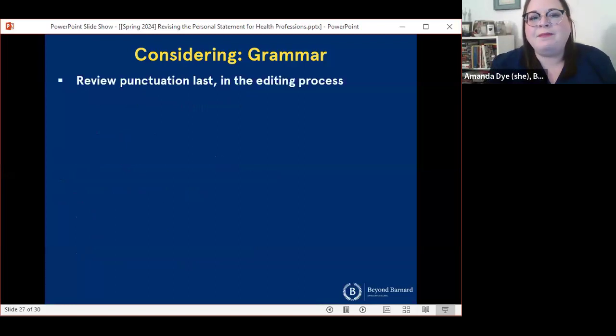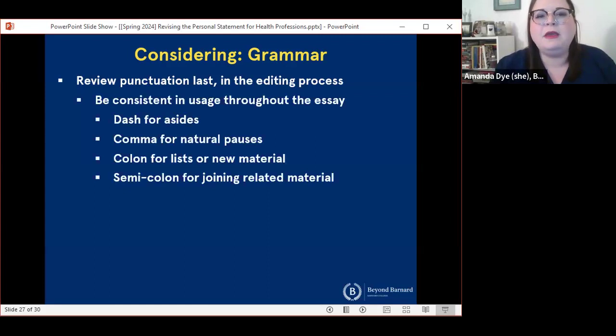I always encourage folks to review things like punctuation last in the editing process. So you should be very happy with the words themselves before you do a final pass through to make sure that your punctuation is as correct as it can be.